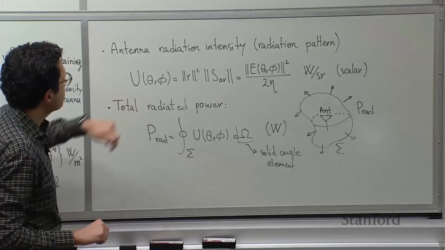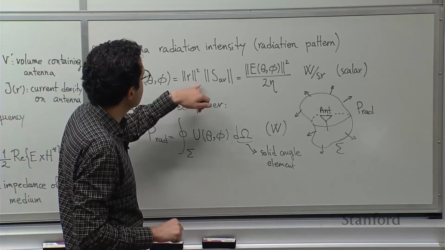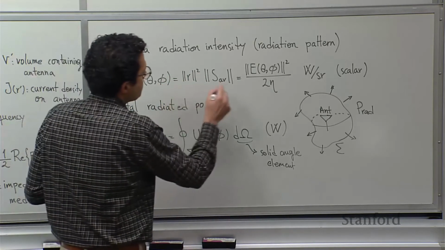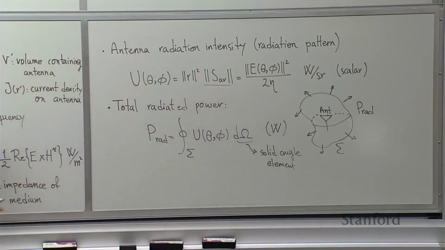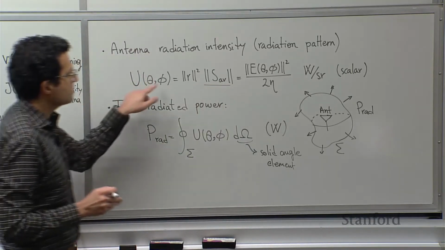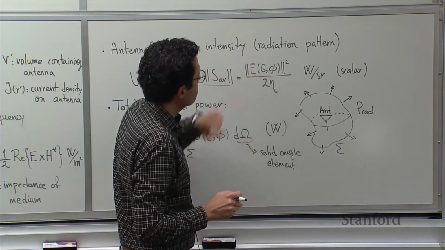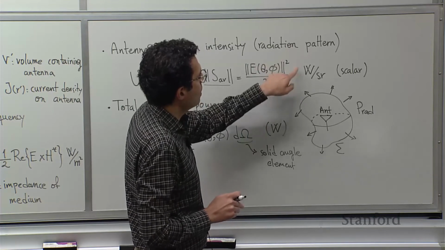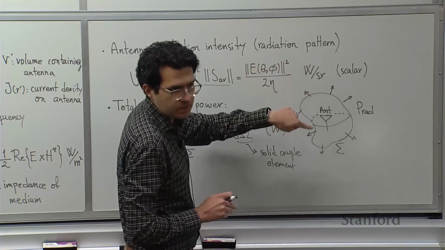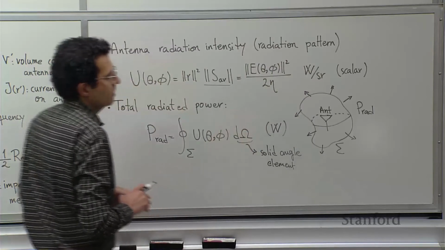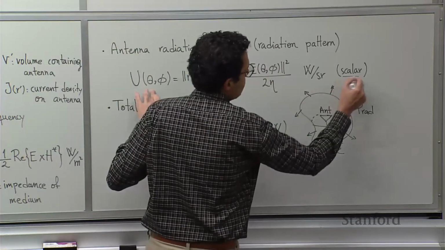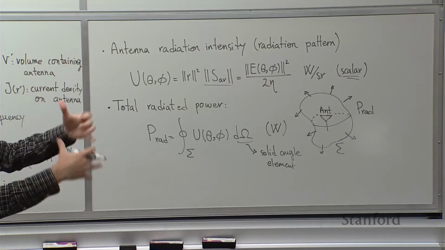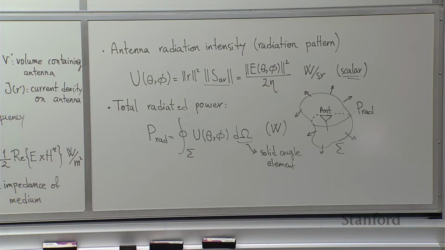We showed that this radiation intensity, or radiation pattern, is simply given by the distance squared, r squared, times the magnitude of the power flux density, magnitude of S. In terms of the electric field, it simply becomes the magnitude squared of E of theta and phi divided by 2 eta. And now the unit is watts per steradian instead of watts per meter squared. Steradian is a unit of solid angle. And this U is now just a scalar. There's no directionality associated with it. It's just the flow of power per unit solid angle.